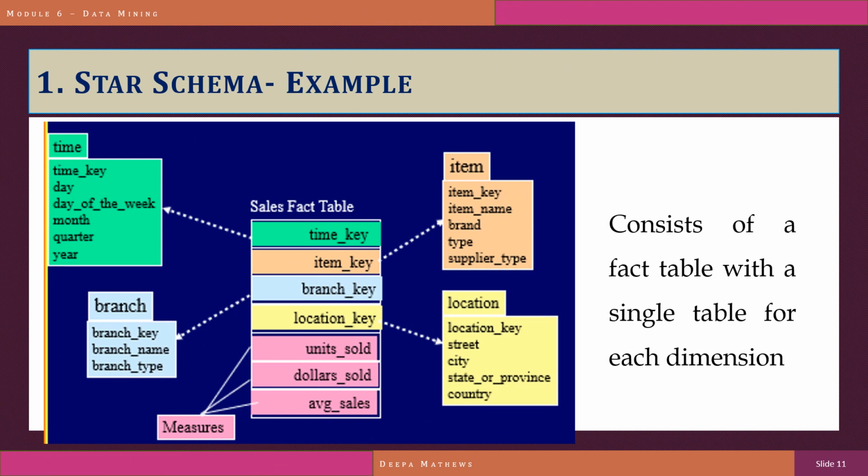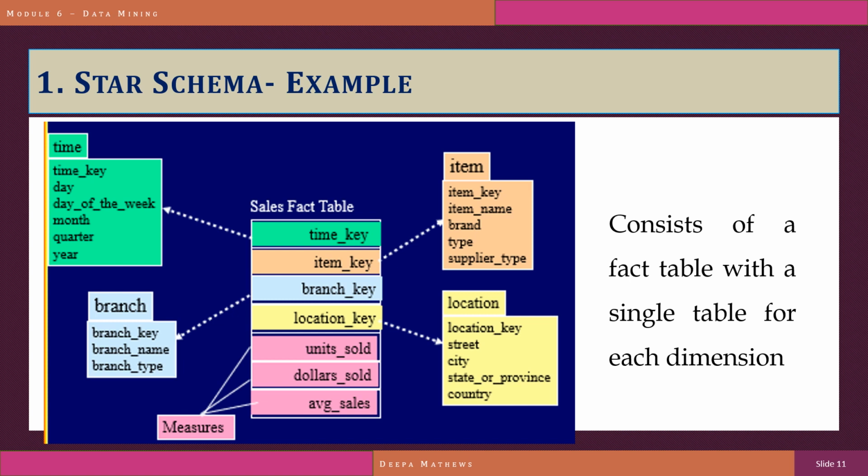Now let's look at an example. Here we have a fact table named sales fact table with a single table for each dimension. As we know, this fact table contains numerical measures as well as pointers to each of the related dimension tables. Here we have four dimension tables, namely time, item, branch, and location. So this fact table consists of a key value or a pointer to each of these four dimension tables.